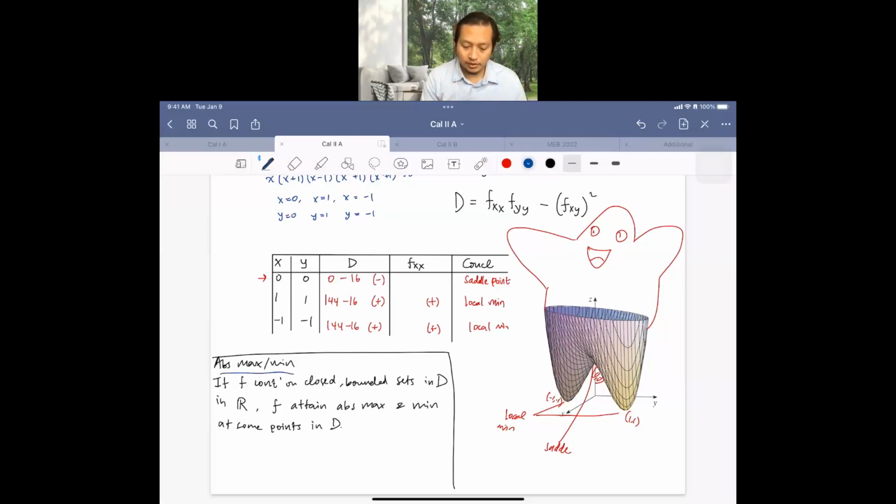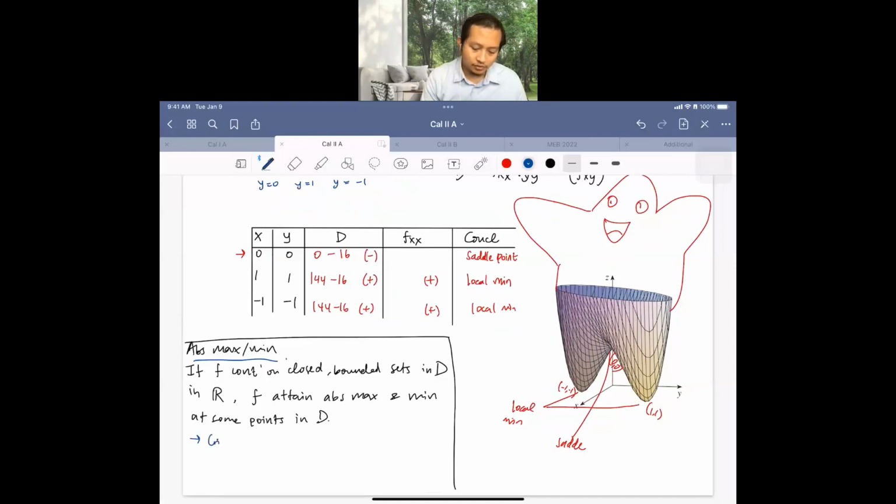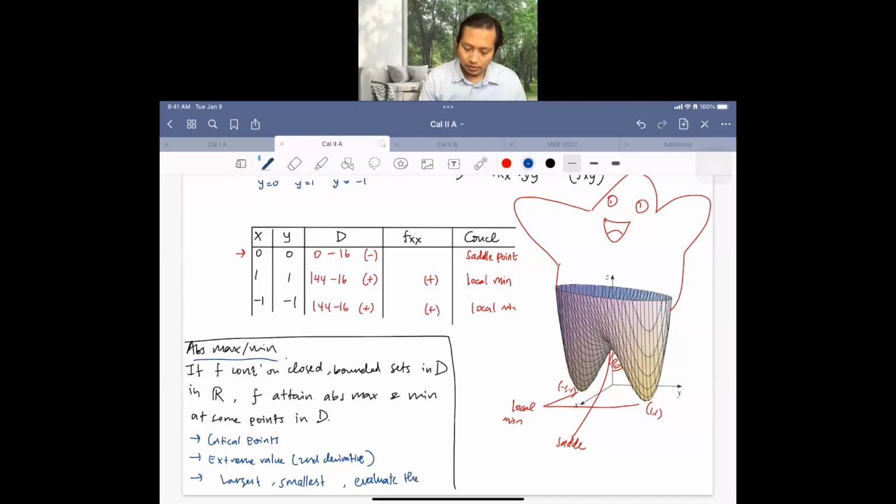So what does it mean? It means that you need to calculate the critical points, right? Critical points, and then the extreme values, which means using the second derivative to find which one is maximum, minimum, or saddle point, and then you need to evaluate the largest and smallest values. And then evaluate the boundary. Which means that your largest and smallest value is not always at the critical points. It can be the endpoints. Okay, the endpoints. So if you have a set domain that is giving you information, then you need to check all the possible points that are given.